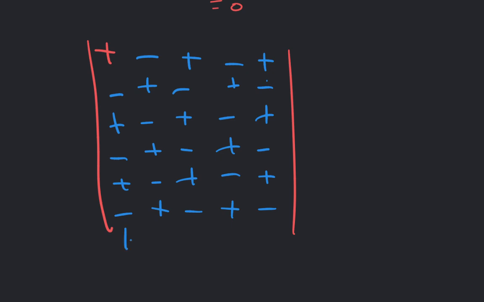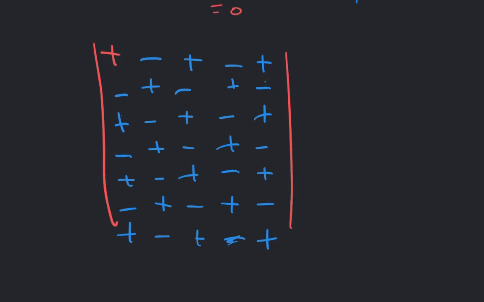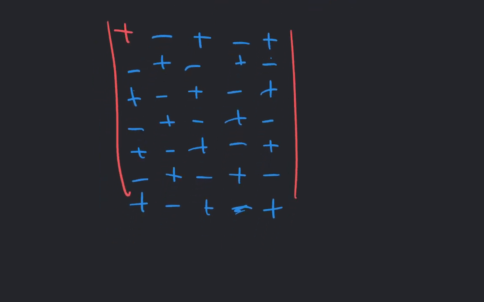And this isn't a square matrix. Now it's a square matrix, and it has that final entry as a positive.